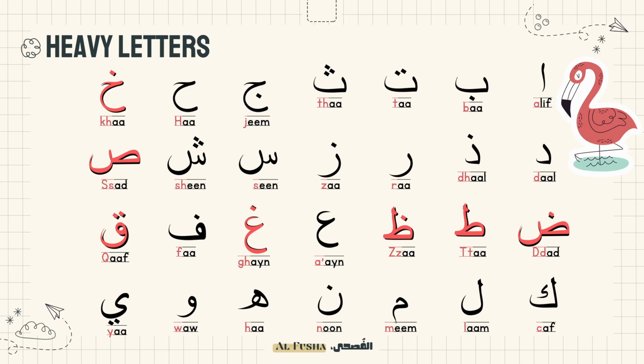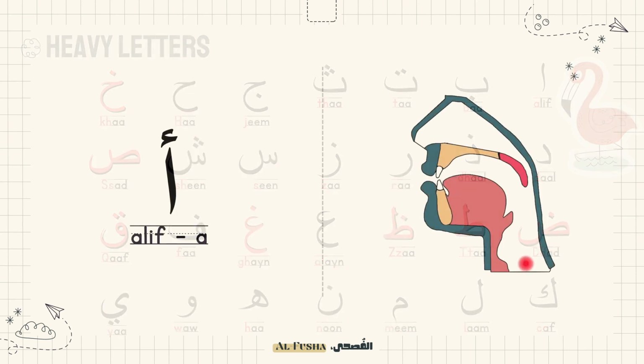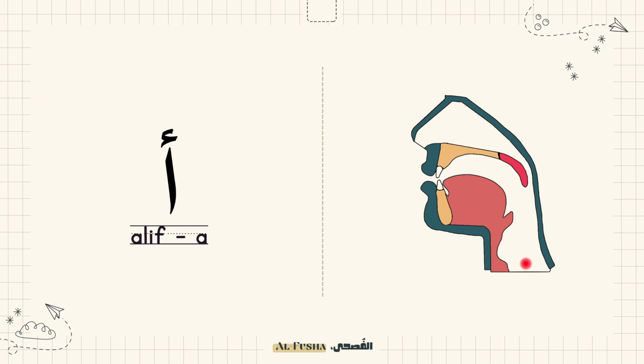Okay, now we go to the phonetics. We need to learn now from what place, from what part of the throat or from the mouth we pronounce each letter. We start with Alif. Alif comes from the end of your throat, and it's easy. It's like A in English. You just pronounce it that way, and you say a, a, a. Okay. Now we go to the next one.